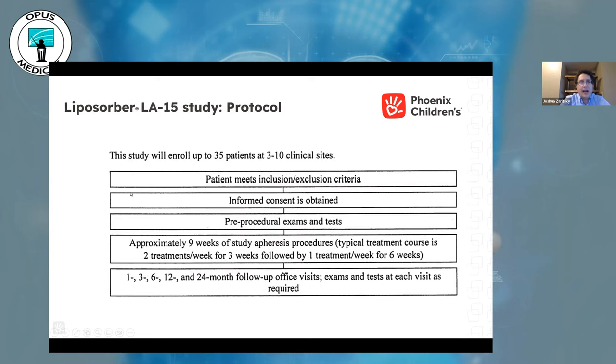And here's the trial. I won't spend any time talking about the results. The trial is still in process. And it's been very difficult to recruit patients to this trial, like a lot of FSGS patients. But essentially, they adopted the same treatment algorithm as that Japanese study, where you have 12 treatments over a 9-week treatment course.